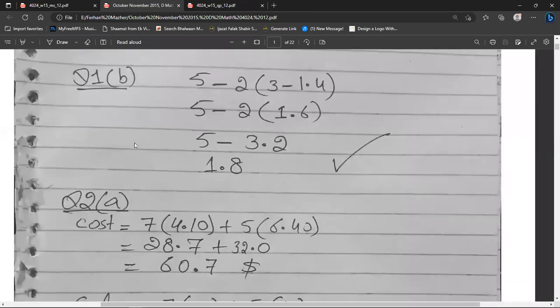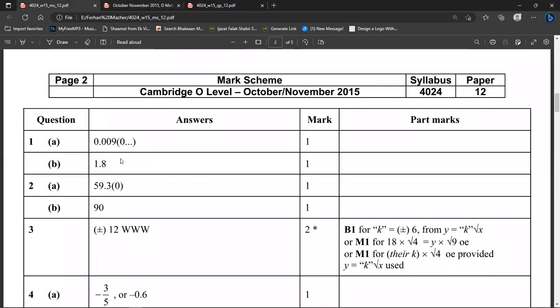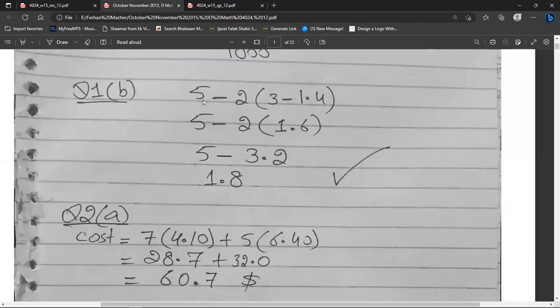It will be 5 minus 2 bracket 3 minus 1.4, that's 1.6. 2 multiply 1.6 is 3.2. So 5 minus 3.2 will be 1.8. So question number 1 B part, 1.8 is the right answer. This is the solution.